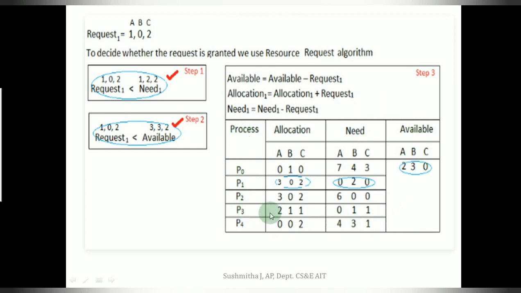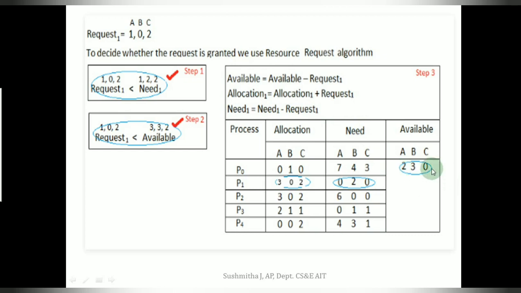Remember one thing: the resource request algorithm checks whether granting this request leaves the system in a safe state. Only then is the request granted, else it is not. Assuming that it is granted, this is our new system, the new snapshot, where the available is 230. With this available, we have to check whether we can derive a safe sequence. If we can derive a safe sequence, only then is the request granted, else it is denied.